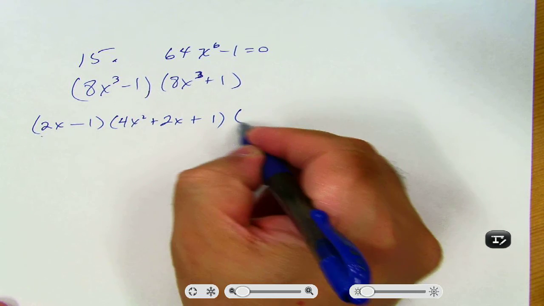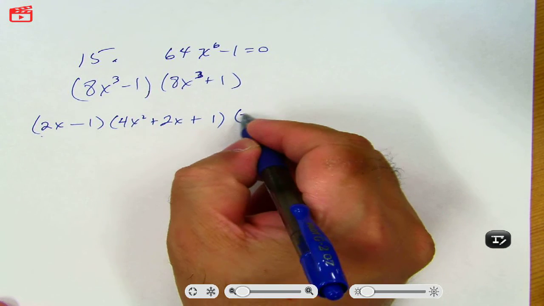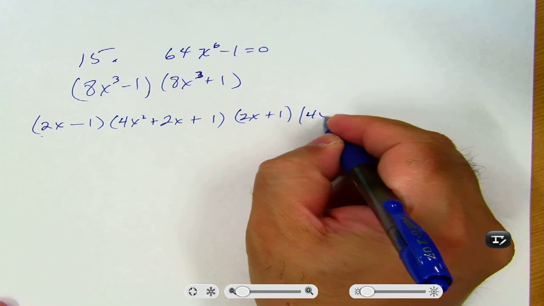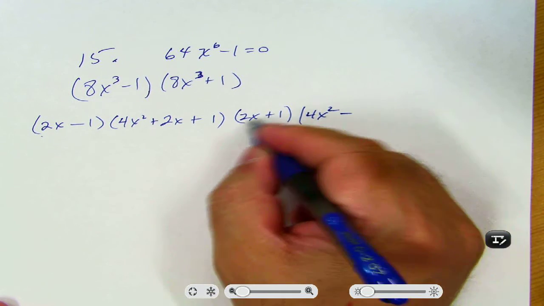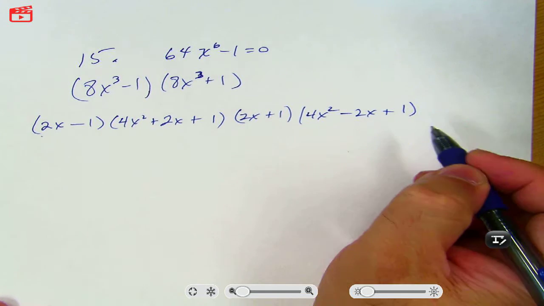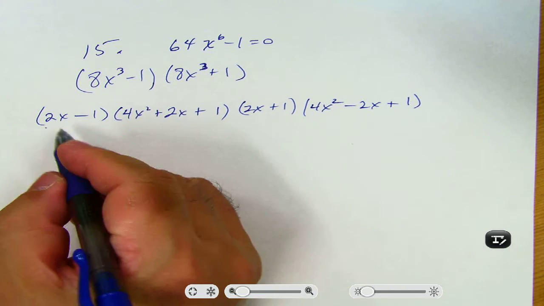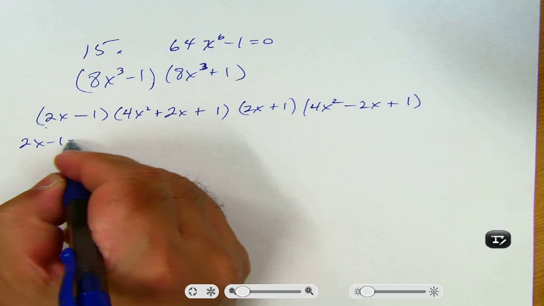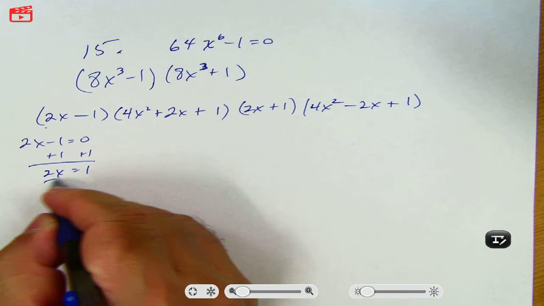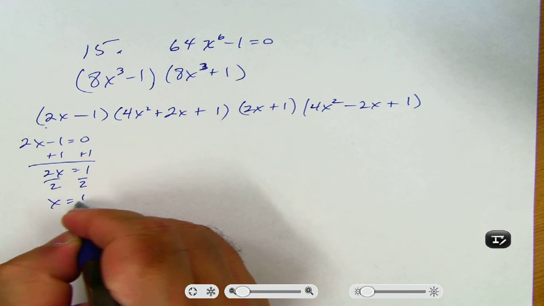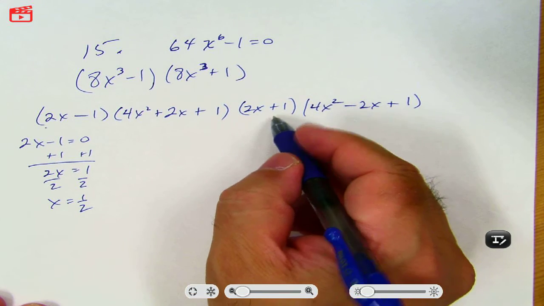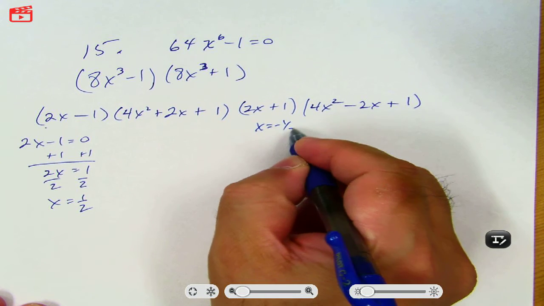Here, do the same thing for this one. It's 2x, keep that sign, square the first term, change the sign, multiply those two, plus square the second term. Set each factor equal to 0, so 2x minus 1 equals 0. Solve it. So you get x equals a half. The other one is just a sign change, so that's x equals negative half.